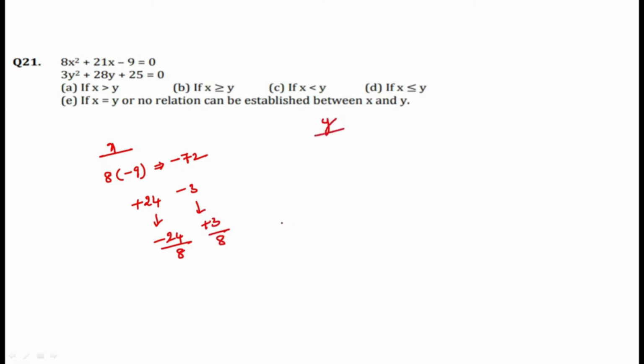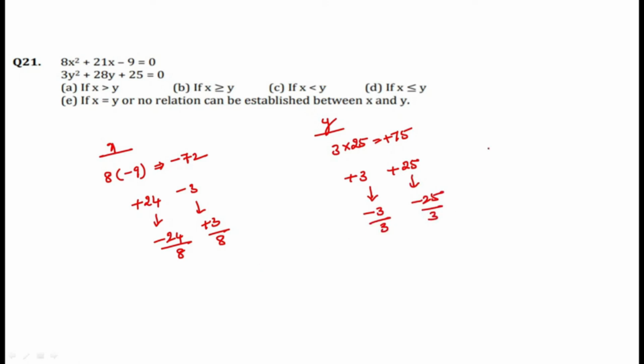The same way, find the values for y. 3 into 25 is equal to 75. The factors are positive. If we want 28, consider directly the respective factors plus 3, plus 25. The final factors are minus 3, minus 25, and we have a value divisible by 3.